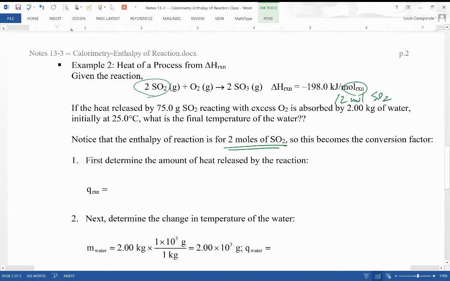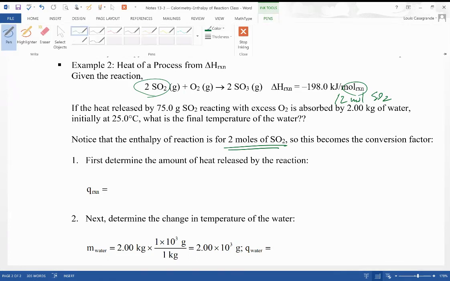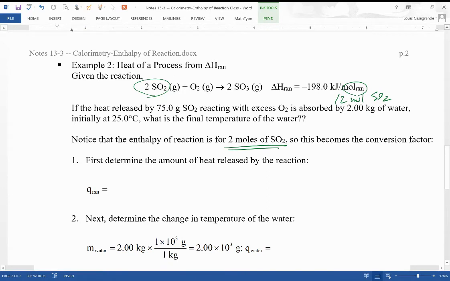So since we have 2 moles of SO2, that's how many moles there are in 1 mole of the reaction. What I want to know, let's change colors here, is how much heat is going to be released. We're going to take 75 grams of SO2 with excess water, ignore the water, and it's going to be absorbed by 2 kilograms of water, starting at a temperature of 25 degrees C. What is the final temperature of the water?